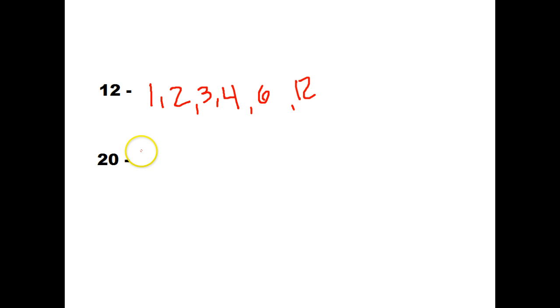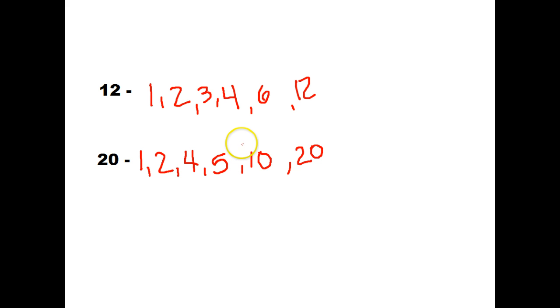Now let's do the factors of 20. 1 times 20, of course. It's even, so 2 goes in. How many times? 10. Does 3 go in? Well, 2 plus 0 is 2. You can't divide 2 by 3, so no, it doesn't go in. Does 4 go in? It sure does. 4 times what? 5. 6 go in? No. 7? No. 7 times 3 is 21. 8? Nope. 9? Nope. Back to 10, so I know I've got them all.